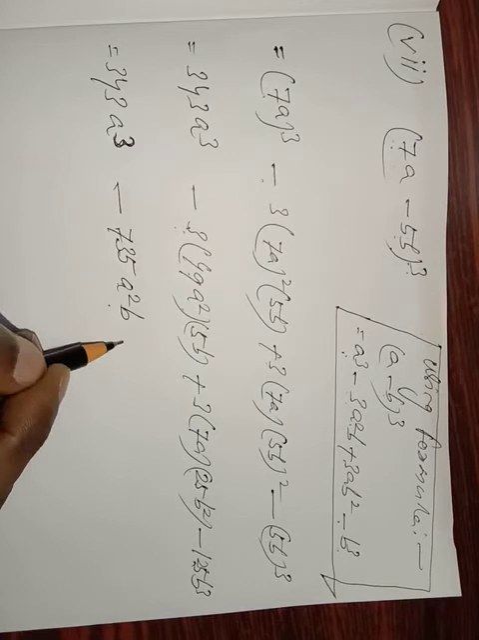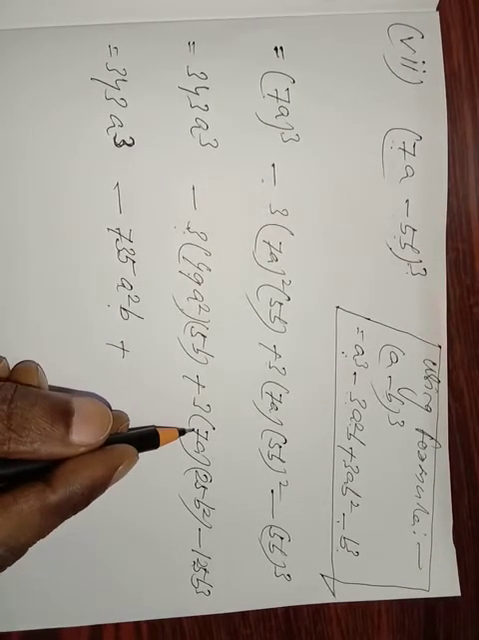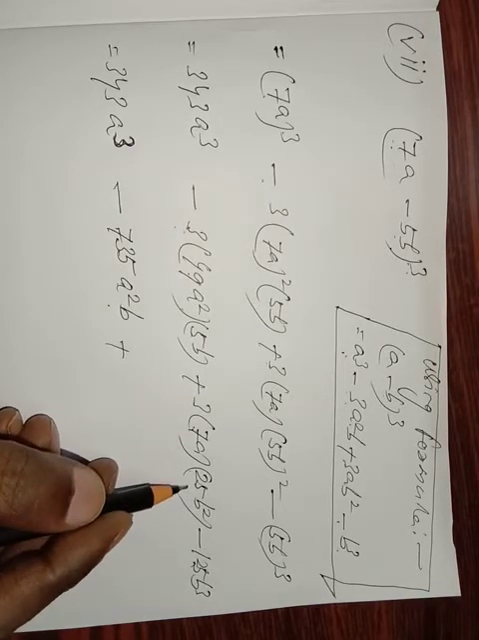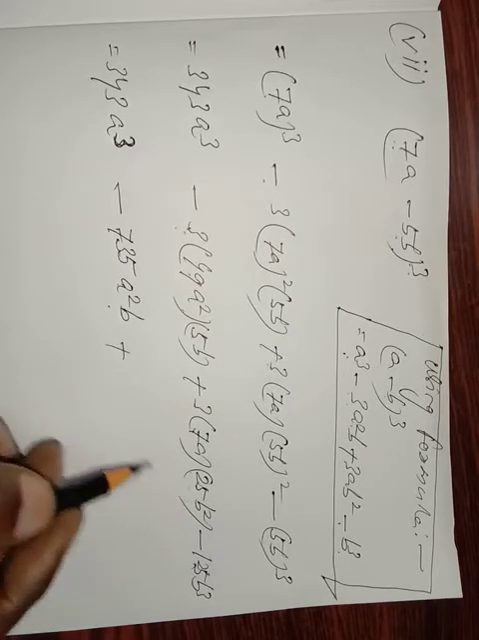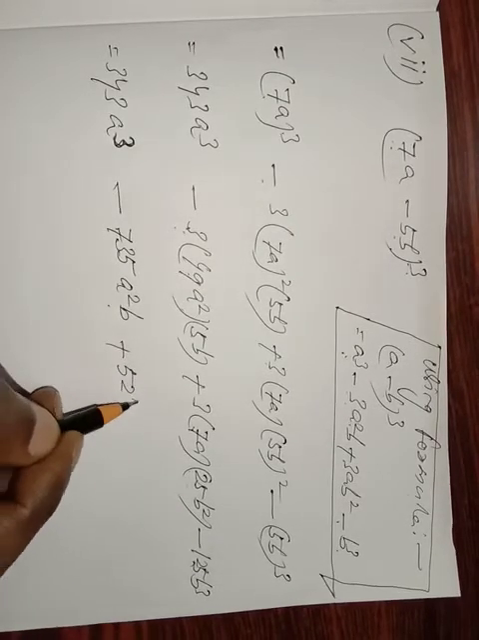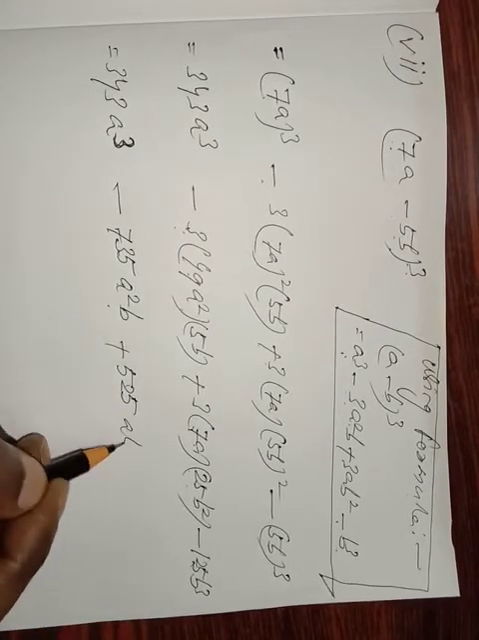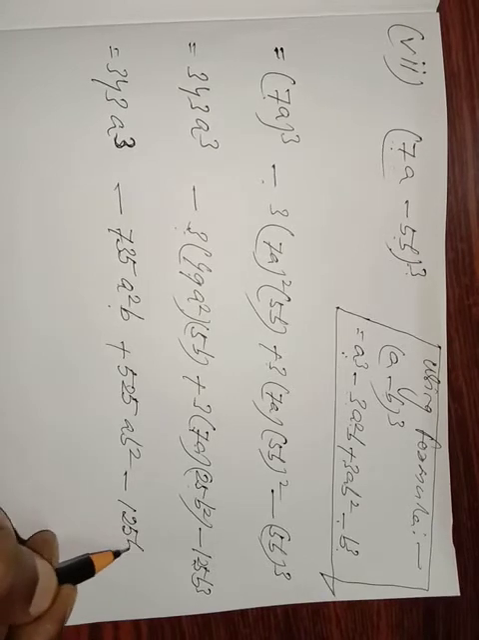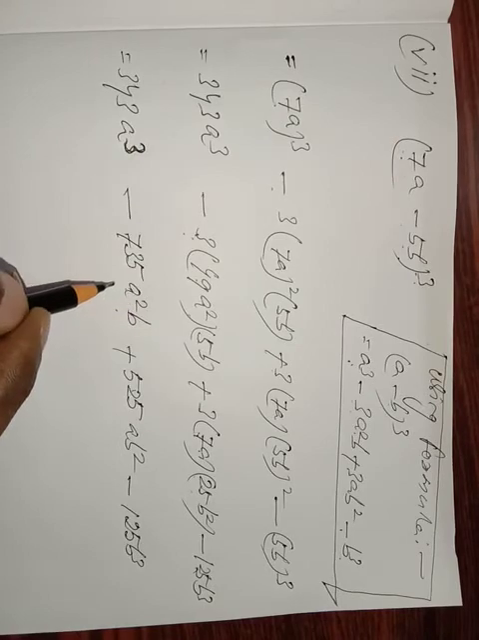Next, plus sign, 3 times 7 is 21, into 25. Just multiply 21 into 25, that is 525 a b square. The last is 125 b cube. Where is the difficulty arising? Only multiplication, which is not difficult for you, I think.